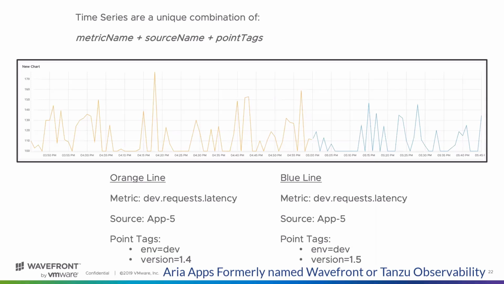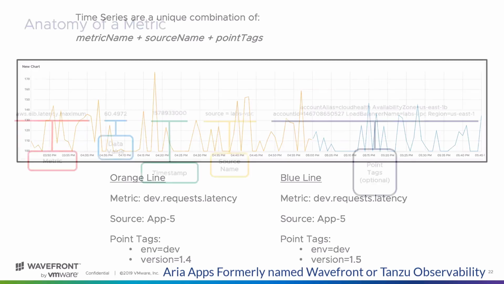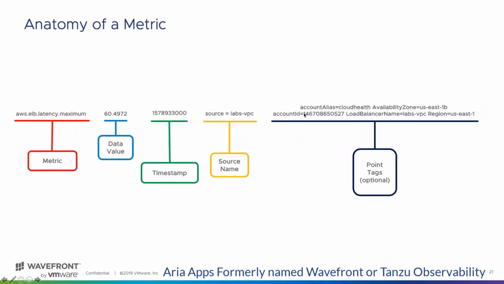This also really defines what we mean by cardinality. If there were multiple versions reporting at the same time, or multiple account IDs from an AWS standpoint reporting at the same time, then if I graph this data, like I graph AWS ELB latency from source equals labs VPC, I may get multiple lines back. And that is what Wavefront treats as the cardinality of the data.